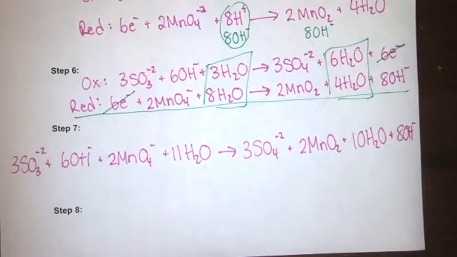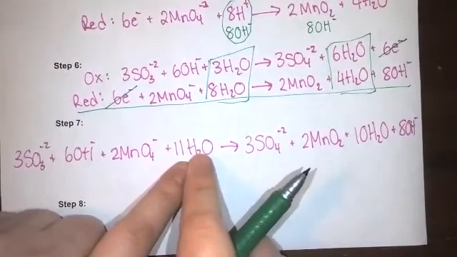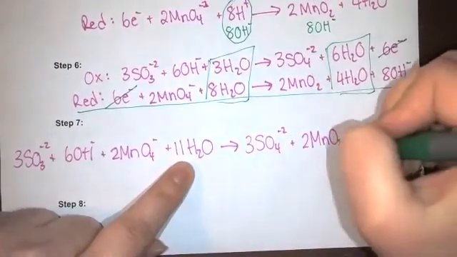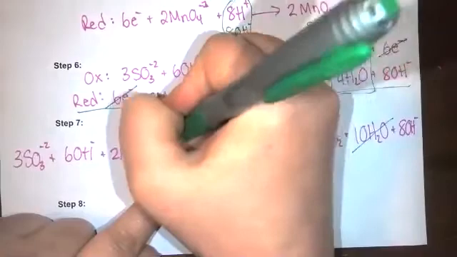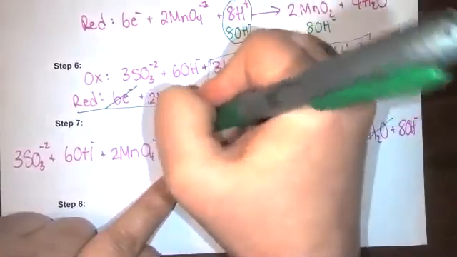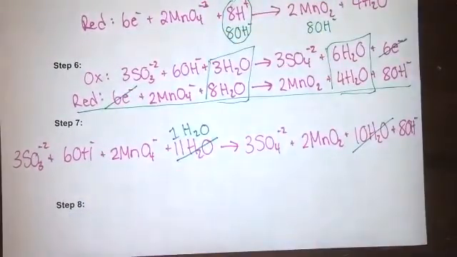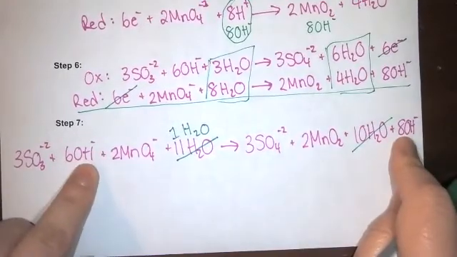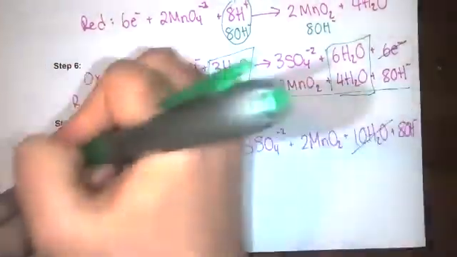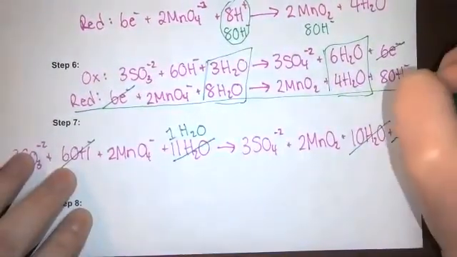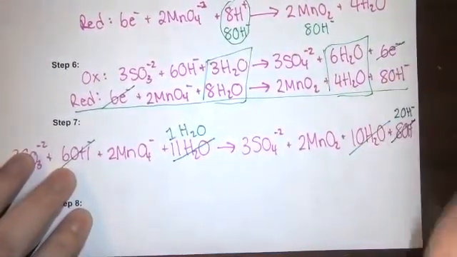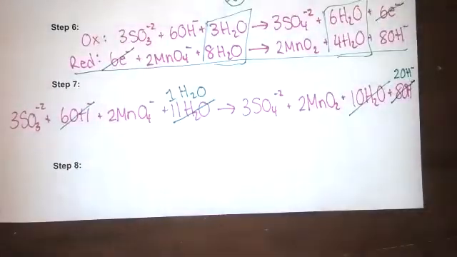Okay, my last step is just simplifying. So I have a total, let's start with water. I have a total of 11 and 10. So these 10 will fully cancel out 10 on this side, so I'm left with 1 remainder. What else can I cancel out? Well, let's look at my hydroxide. I have a total of 6 and 8, so this 6 will fully cancel out 6 on this side. I'll be left with 2. So now I can simplify to get my final redox balanced equation in basic conditions.